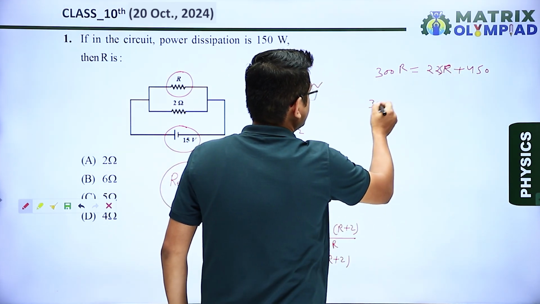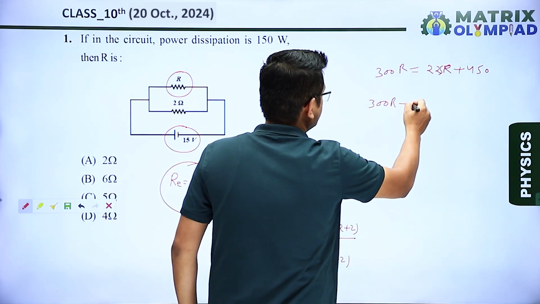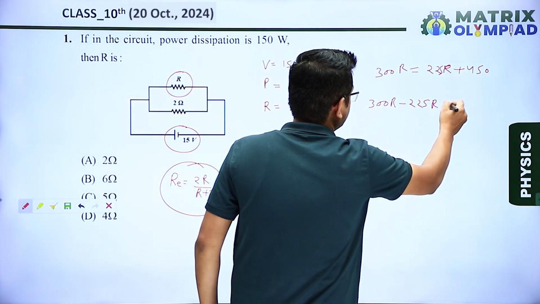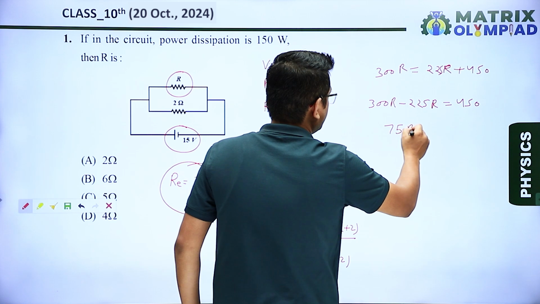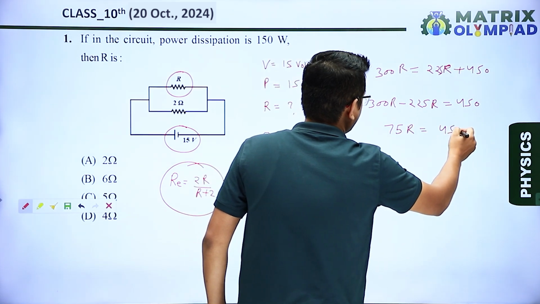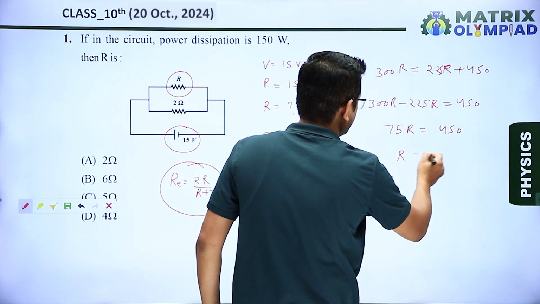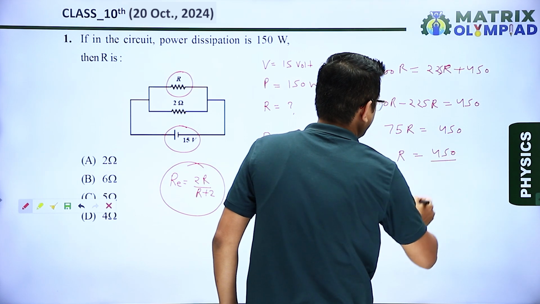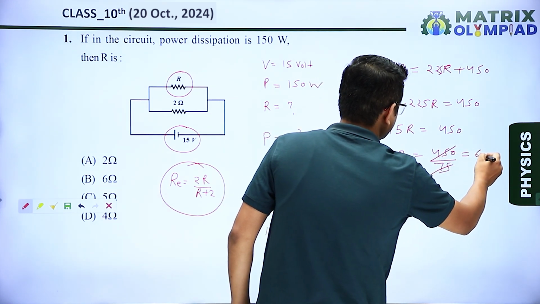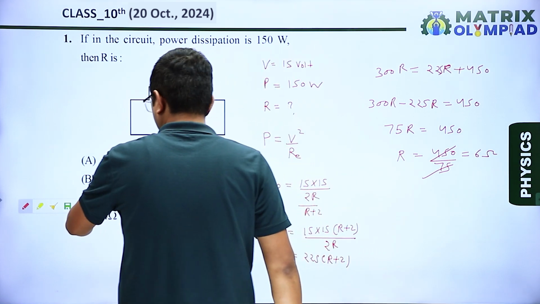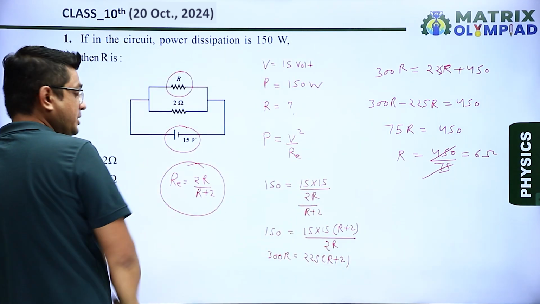So solving this, 300 R minus 225 R, which is equals to 450. This is 75 R equals to 450. Okay, so R is equals to 450 divided by 75. On solving this, we will get 6 ohm. Okay, so our correct answer is option B.